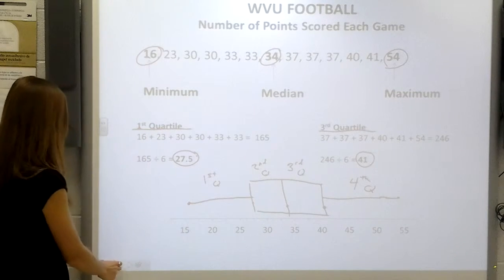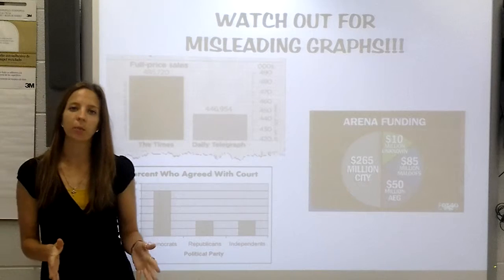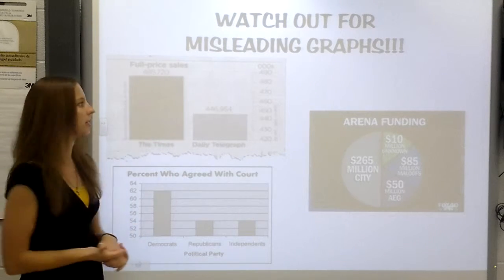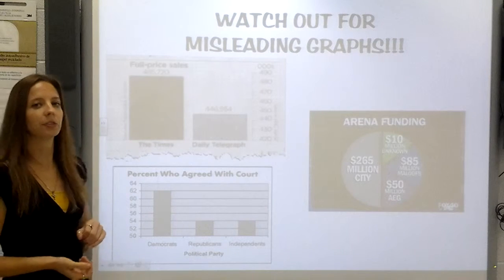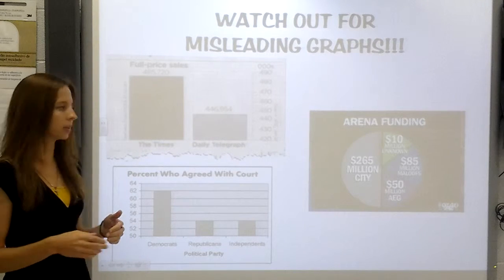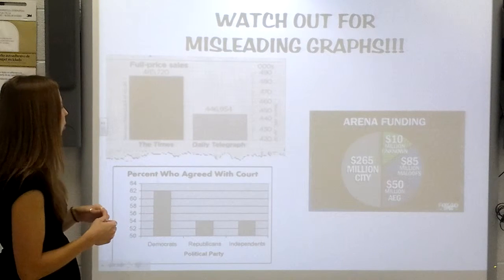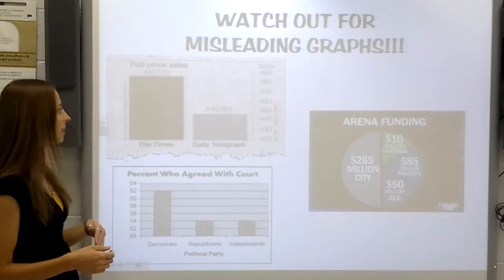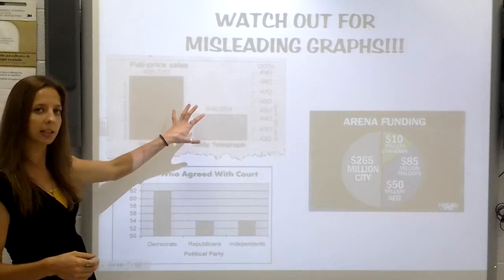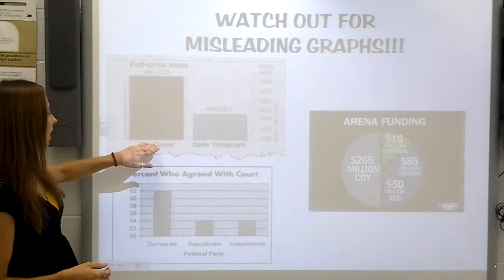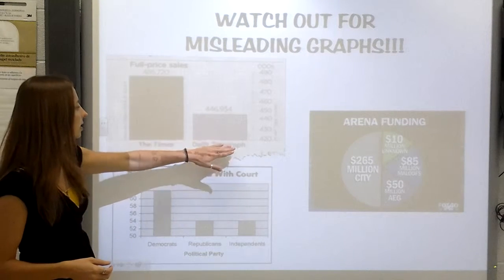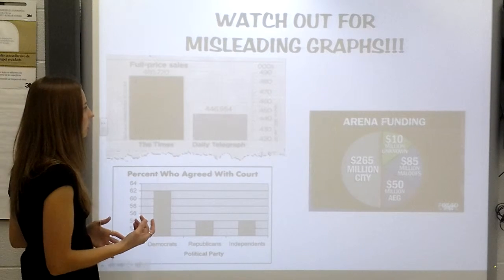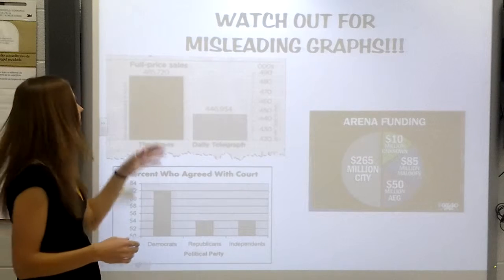The last thing I want to talk about before we finish up is watching out for misleading graphs. So the bar graph is very, very easy to make deceptive. In this example, we're comparing the Times newspaper to the Daily Telegraph. And the Times, if you first look at this at a glance, you would think that the Times newspaper outsells the Daily Telegraph by double. But actually, the values show a much closer result.